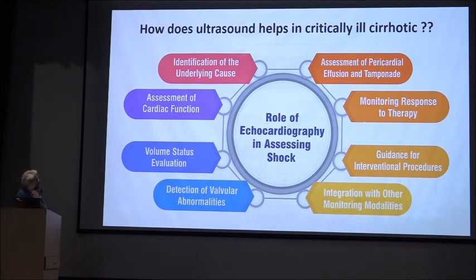And the most important should be monitoring the response to therapy. Doing it one time, at a single point, is not useful. It should be done at least twice or thrice in a day, and it should be repeated every day on the same patient to see the response to therapy. Otherwise, a one-time use is not very useful. And it can also be used in assessment of life-threatening conditions like pericardial tamponade and effusion.